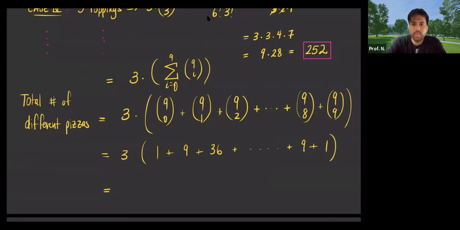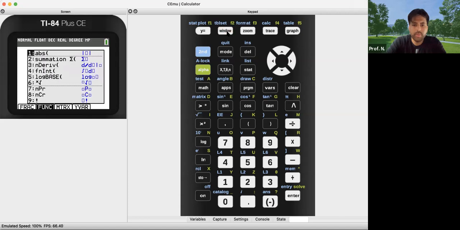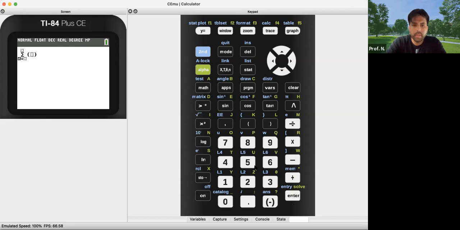So let me just share my screen here. So you go to second and go to a window. And what's nice is you have a summation notation here. So you can actually write it out. You got 512.